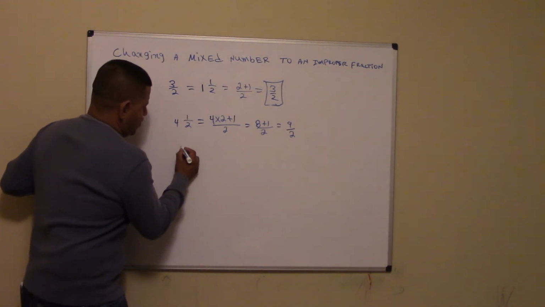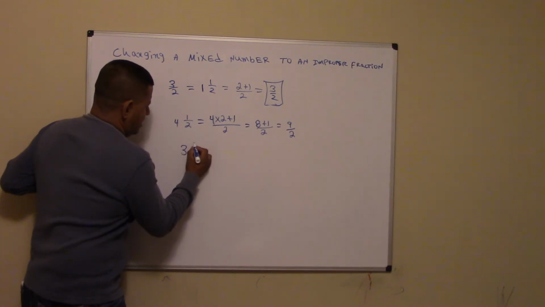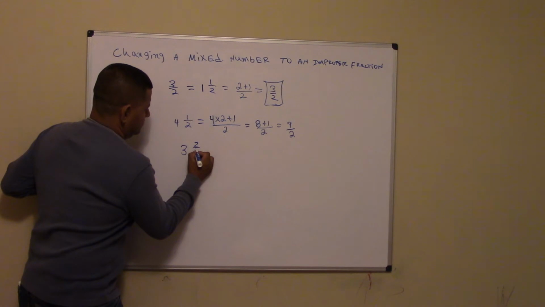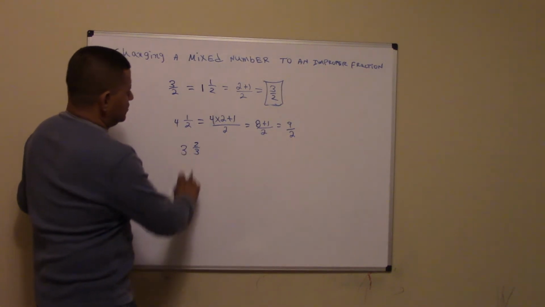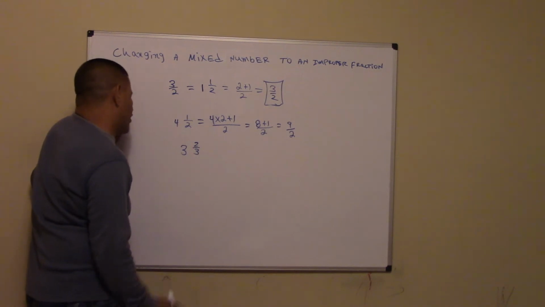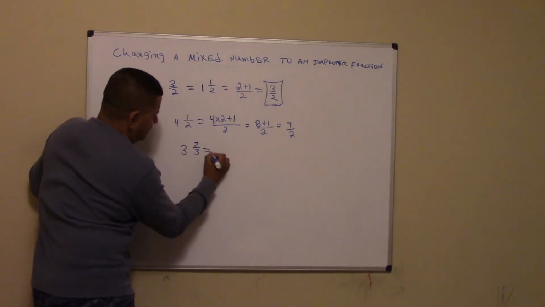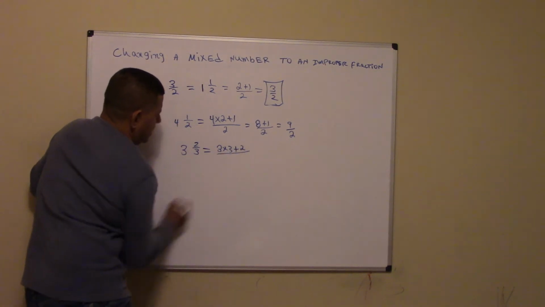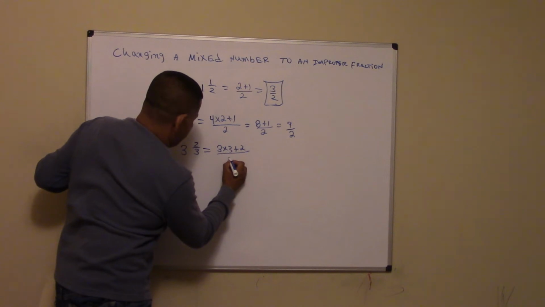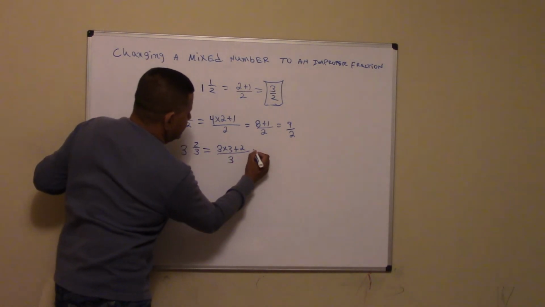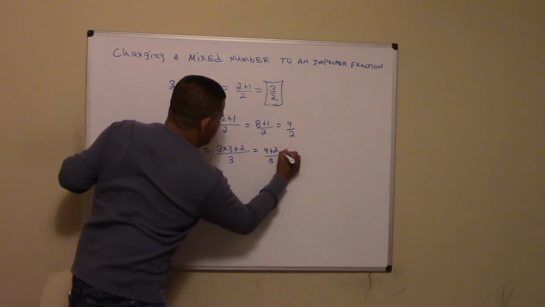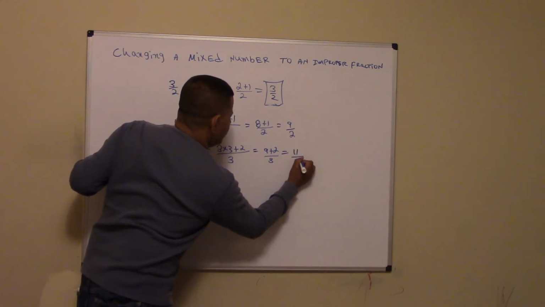Let's do 3 and 2/3. Okay, so what will be that number? 3 and 2/3. So then what I'm going to do again is going to be step by step. 3 times 3 plus 2, right? Again, we don't do anything with that one. This becomes just 3 at the bottom, right? So then this becomes what? This becomes 9 plus 2 over 3, which is going to be equal to 11 over 3.